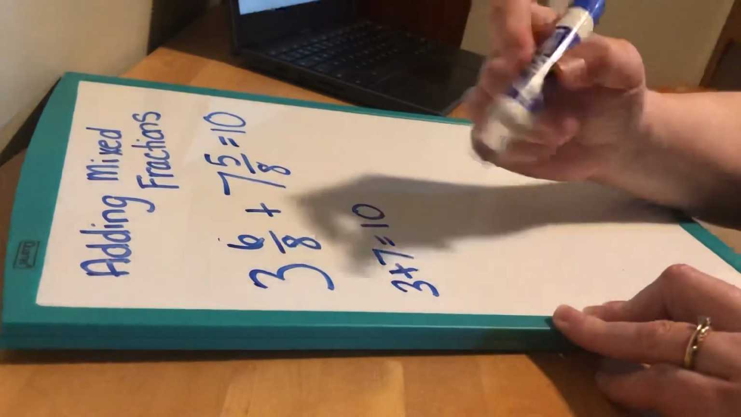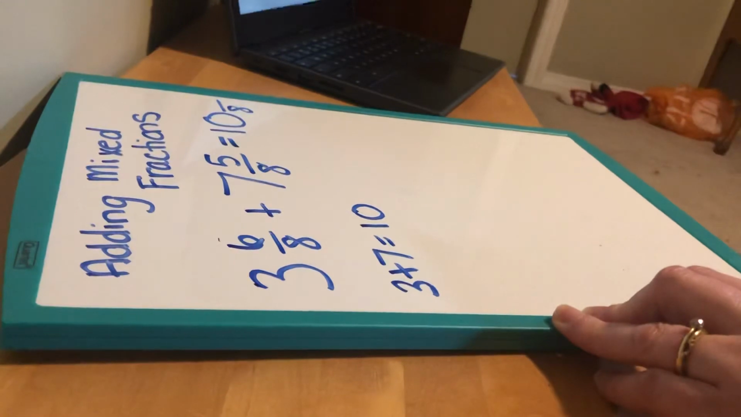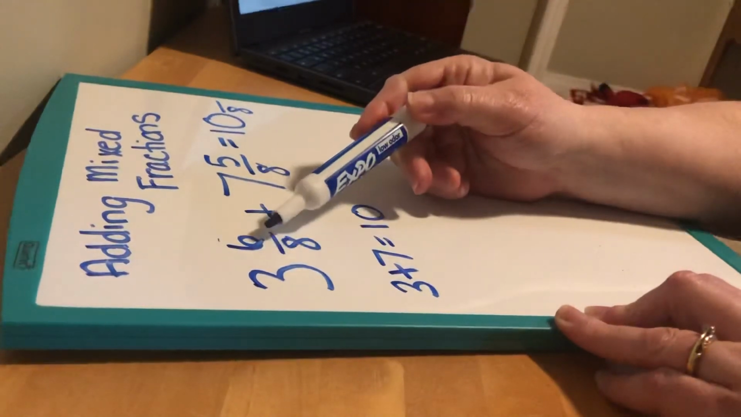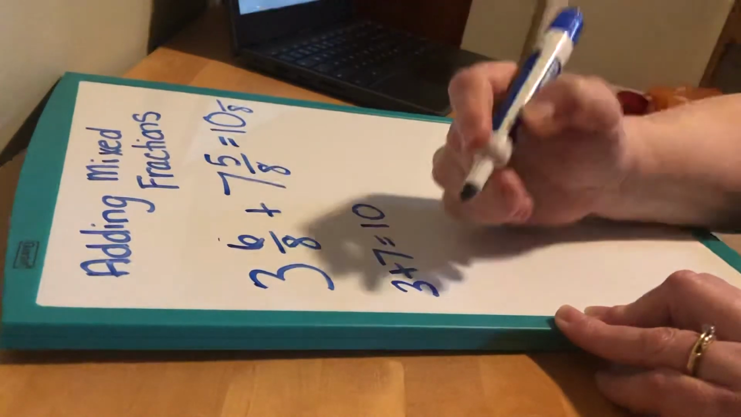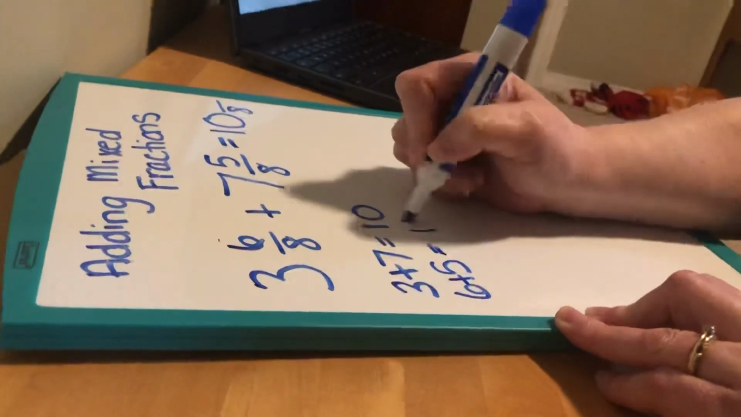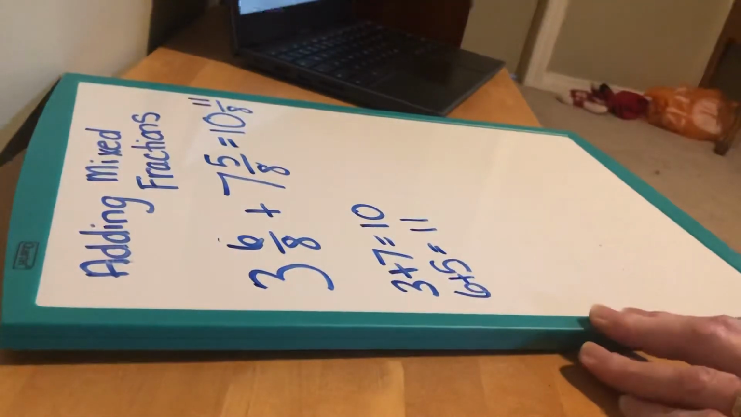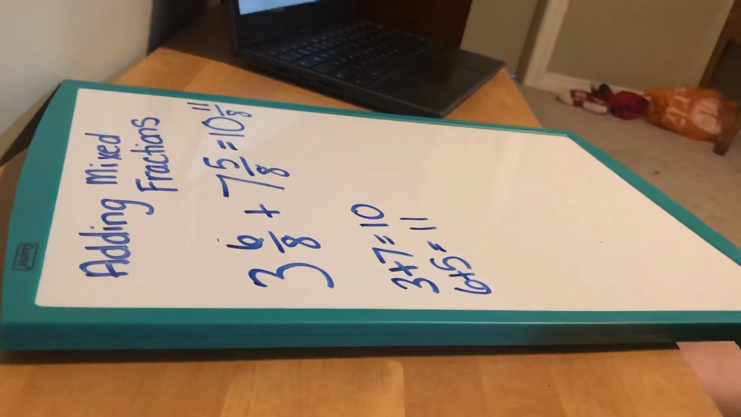Now I'm going to add, I'm still going to deal with 8s in my denominator. So now I'm going to add my numerators. My numerators are 6 plus 5. So over here I'm going to keep track. 6 plus 5 equals 11. So I'm going to put up here 11/8. So my answer is 10 and 11/8. But again, if I look at 11/8 and I see that that is an improper fraction, I need to turn it into a better mixed fraction.